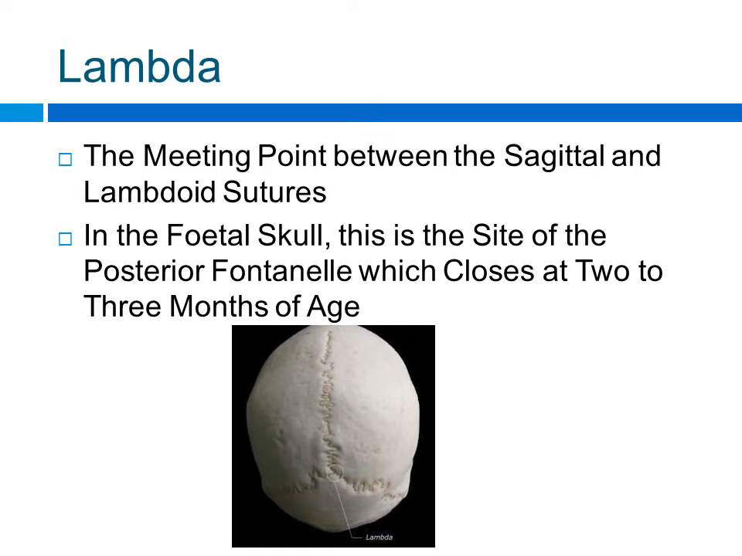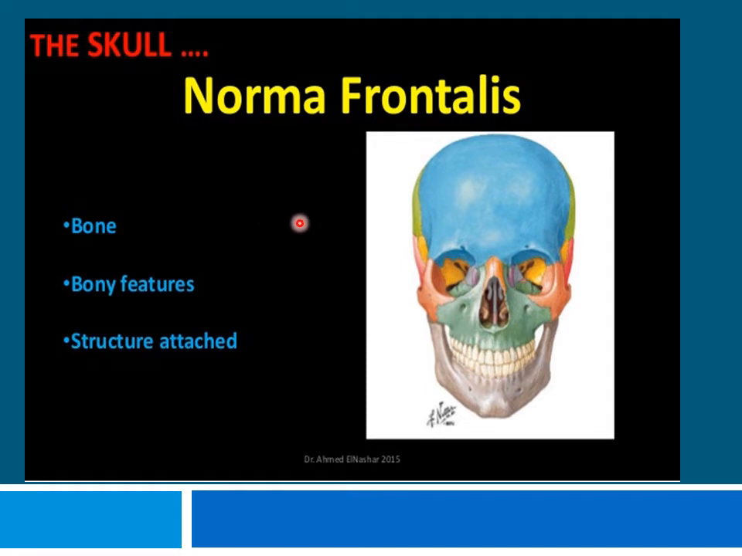So dear students, so far we have discussed the norma verticalis: the bones forming it, the sutures present over it, and features like the bregma and the lambda. Now we shall discuss the norma frontalis. Norma frontalis is when the skull is viewed from the anterior aspect, or from the front. We shall see the bones forming it, the bony features of the norma frontalis, and the structures attached to it.